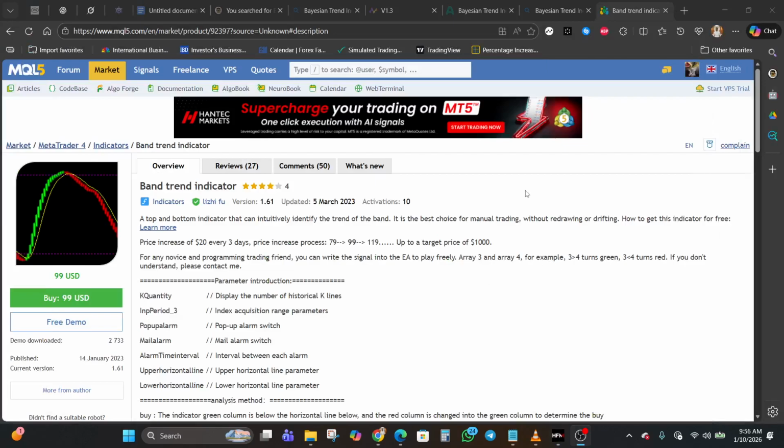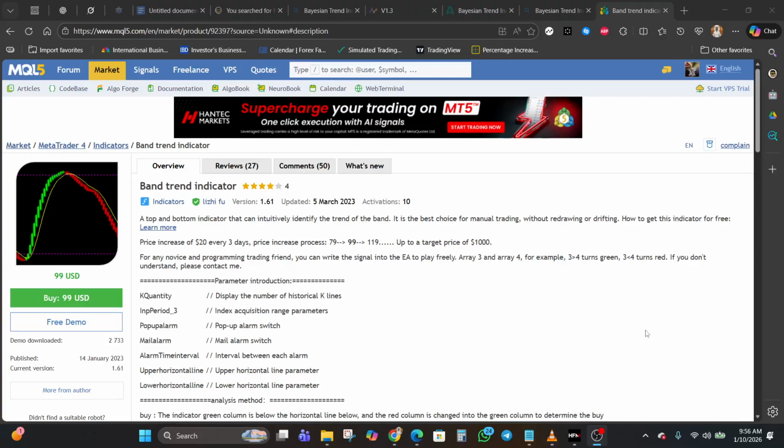Now, unfortunately, this indicator is not available for free on the MQL5 marketplace. As you can see, this is the MT4 version priced at $99 US. Meanwhile, if you want to make use of this indicator, you can try out the free demo. I recommend that you try out the free demo first, and if it matches your trading expectations, you can proceed to making the financial commitment. But before you make any financial commitment, ensure that you try it out on the demo first.